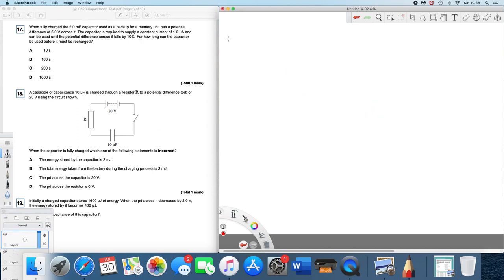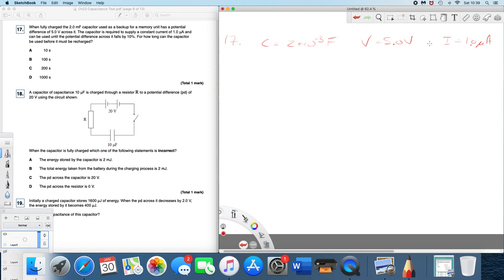Question 17. When fully charged, a 2 millifarad capacitor used as a backup for a memory unit has a potential difference of 5 volts across it. The capacitor requires to supply a constant current of 1 microamp and can be used until the PD across it falls by 10%. For how long can the capacitor be used before it must be recharged?